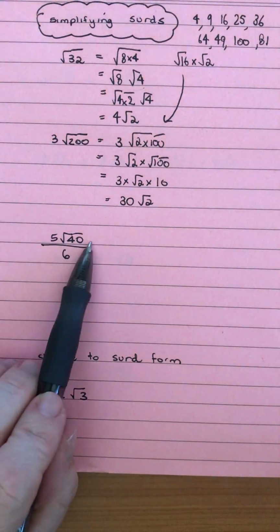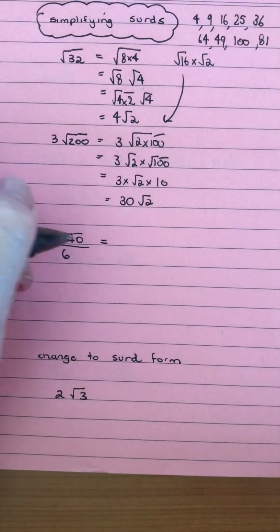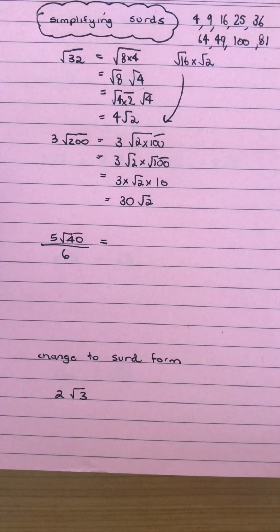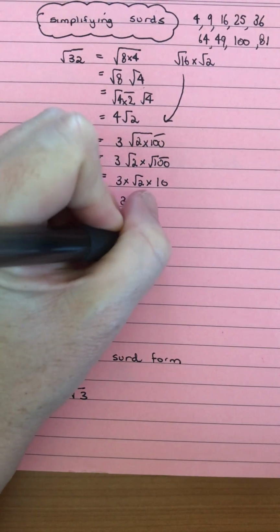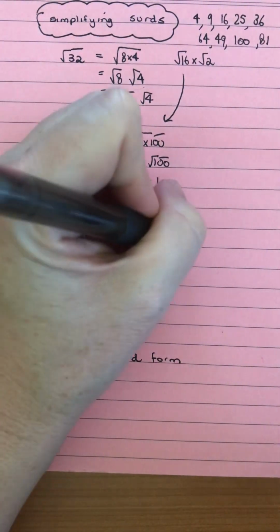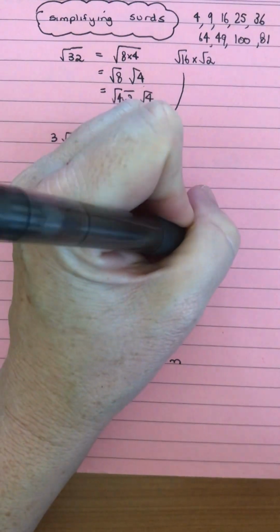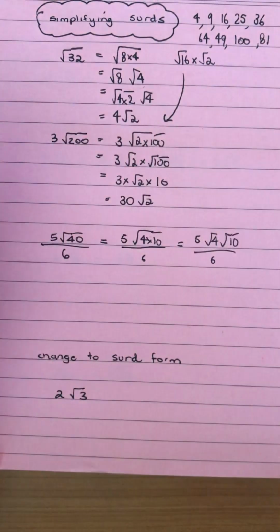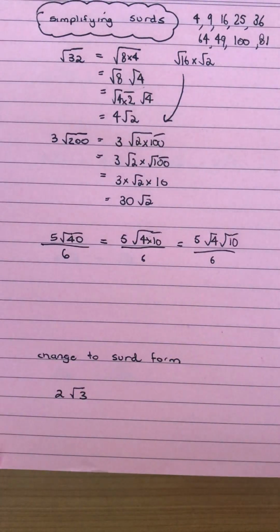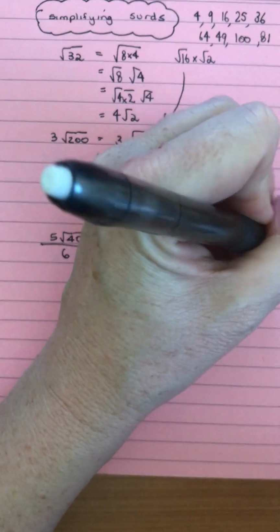Then I've got 5 root 40 over 6, so I want to break down that 40 first. So the highest square number that can go into that is the 4. So I've got 5, and then I've got 4 times 10 there, over 6. So I can write that as 5 root 4 root 10 over 6. Square root of 4 is 2. 5 times 2 is 10. And then that will be 10 root 10 over 6.